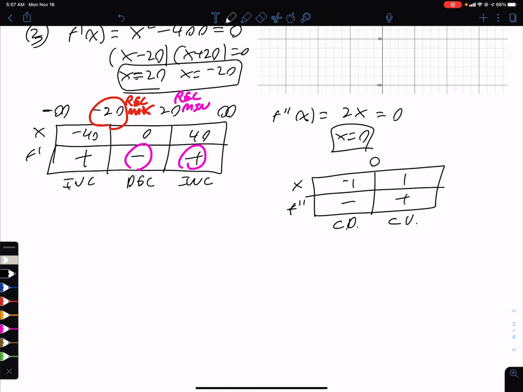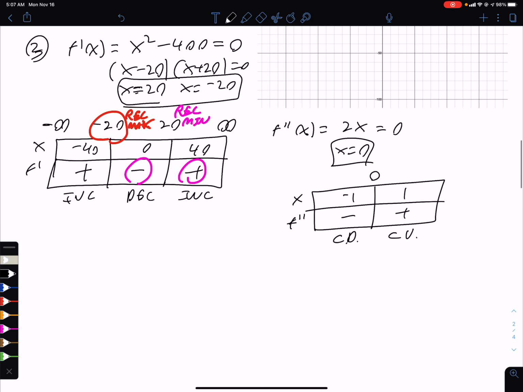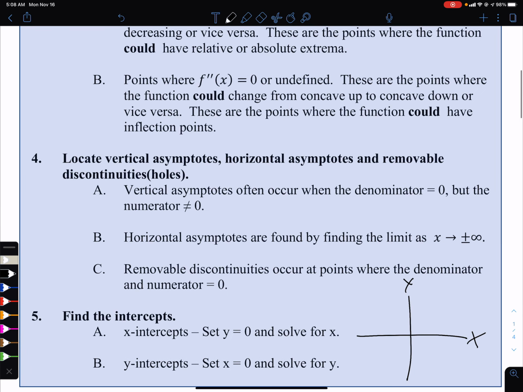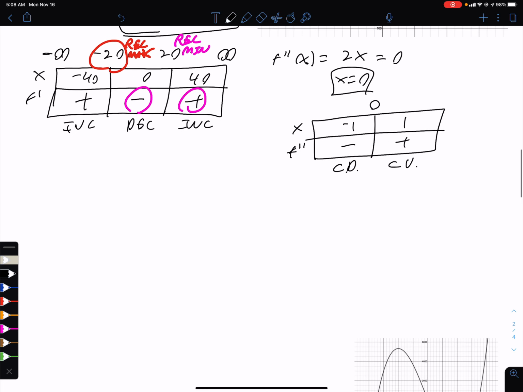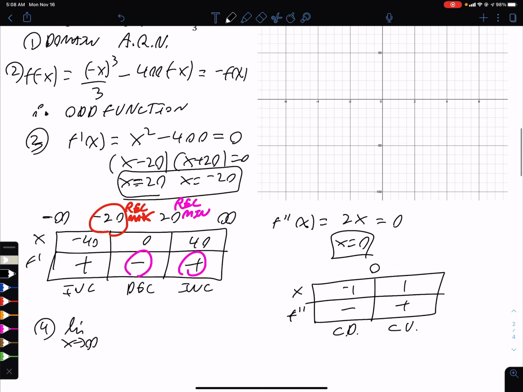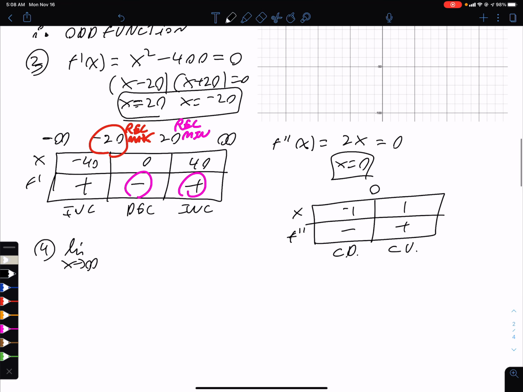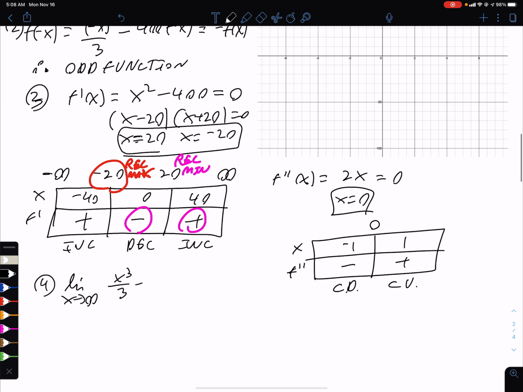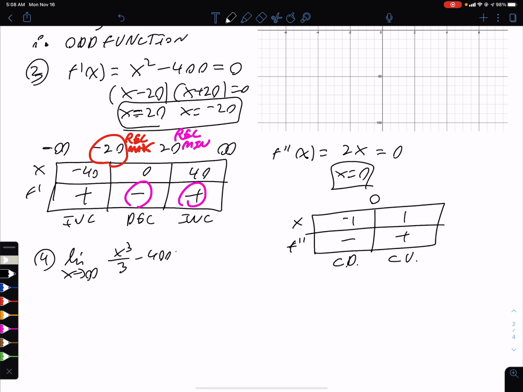So we're going to just keep moving on. That's 3. Step 4, vertical and horizontal asymptotes. To get vertical or horizontal asymptotes, you take the limit as x goes to infinity of this function, the original, which was x cubed over 3 minus 400x. If you do this, you will find that is infinity. You take the limit as x goes to negative infinity of x cubed over 3 minus 400x. You will get negative infinity. Okay?